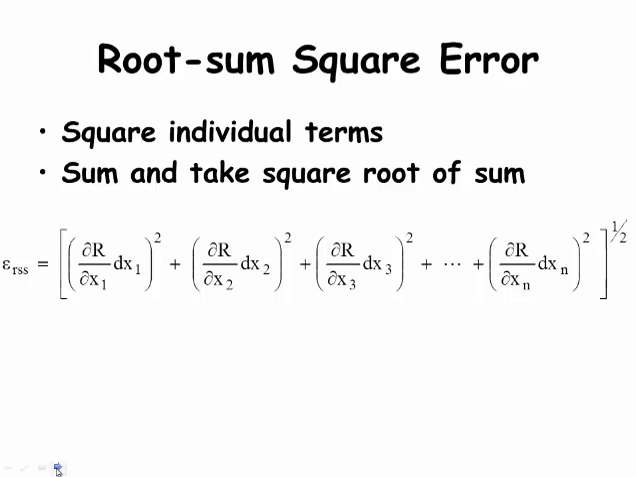The root sum square error uses the same partial terms and dx or dy terms used for the absolute error. But instead of summing the absolute values, we square the individual products, sum them, and take the square root of the sum of the squared terms. Squaring the terms takes care of any negative values again.